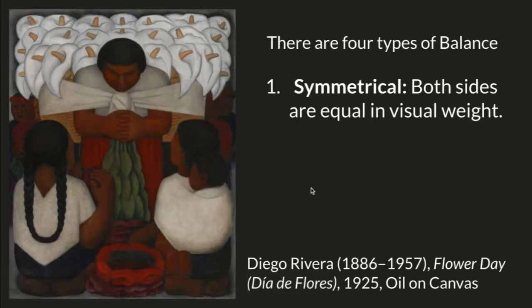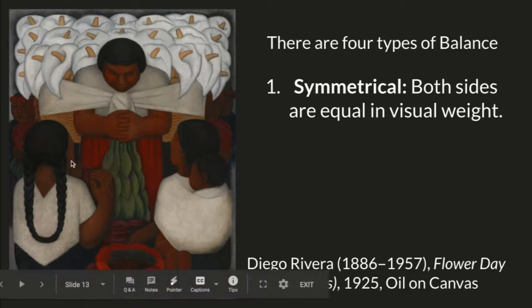So there are 4 different types of balance. So we're going to talk about all 4 of them. The first one is symmetrical. So one way that you can create a balanced composition is by putting the same thing, equal weight, on both sides. So here we have a painting by Diego Rivera. This is called Flower Day or Dia de Flores. And we can very clearly see that there are equal weight on both sides of this composition.